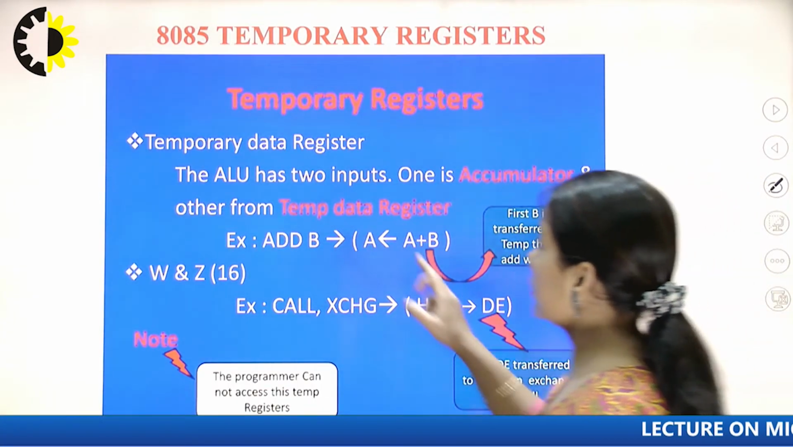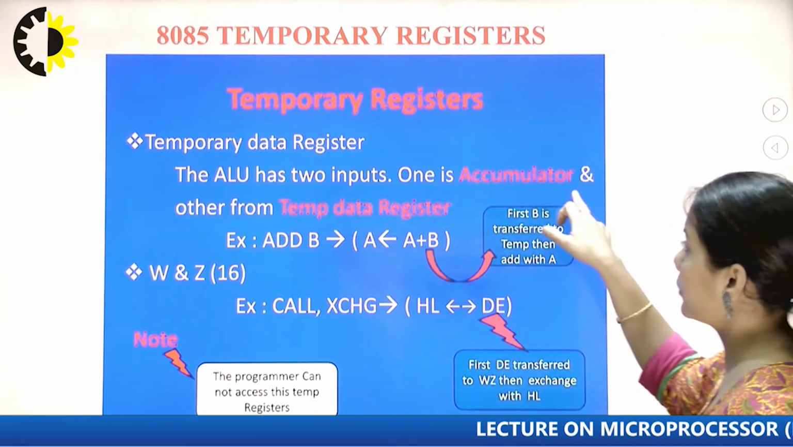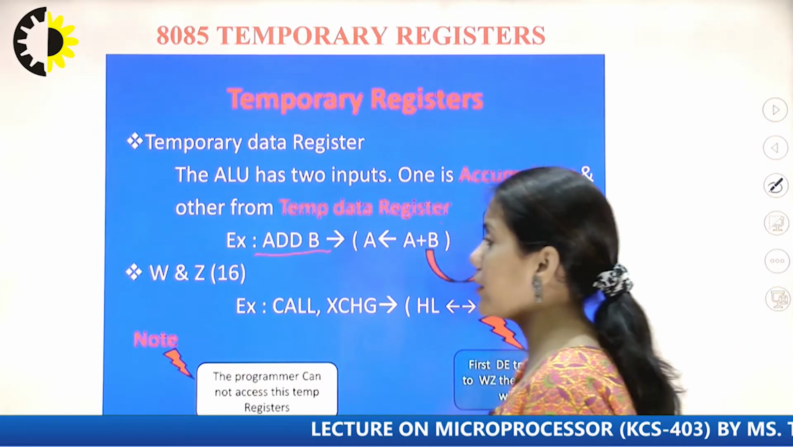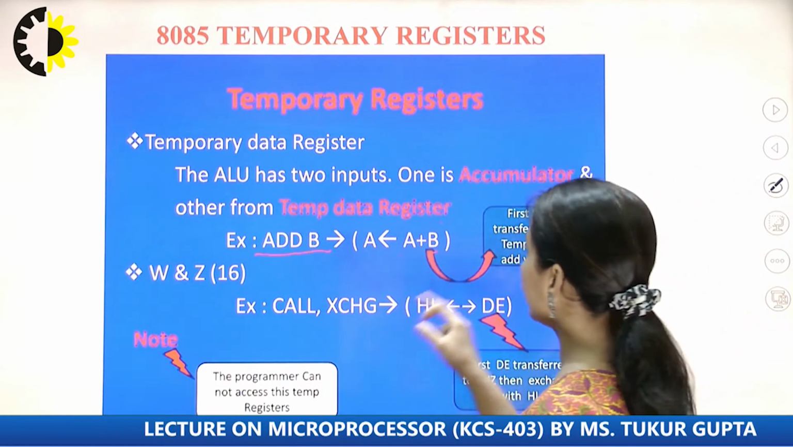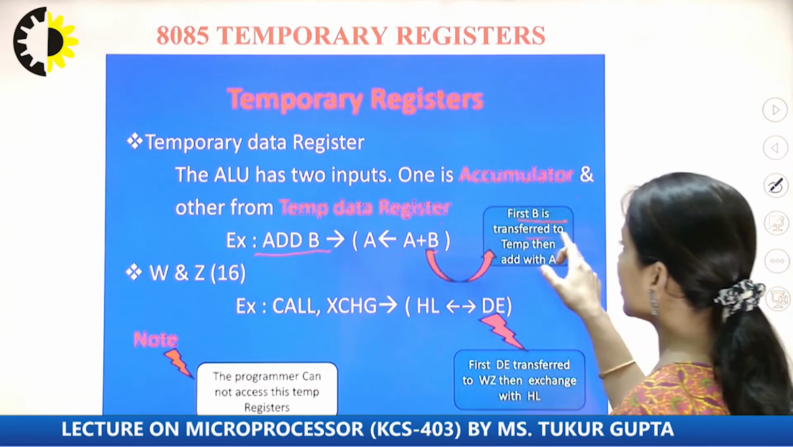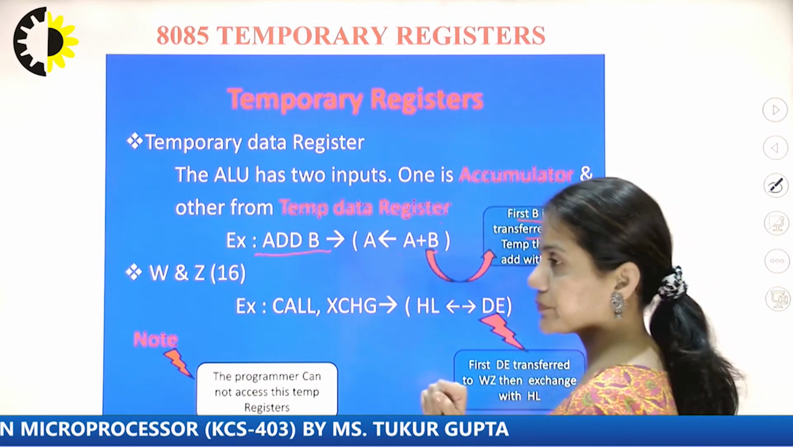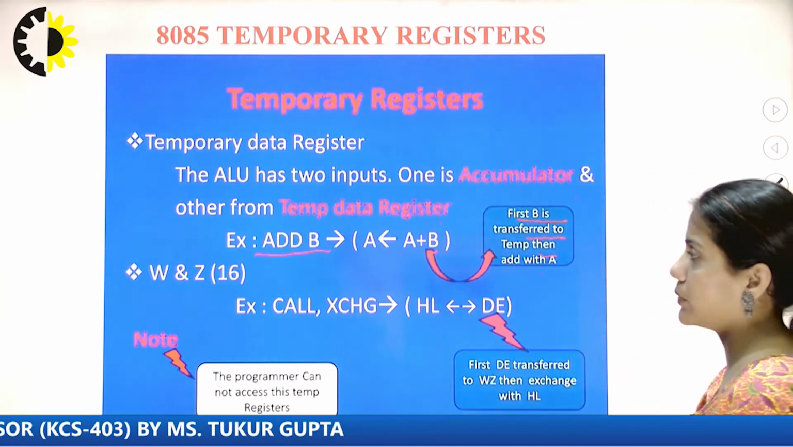When we talk about the temporary registers, there are 2 units, that is the accumulator and temporary data register for ALU operations. Suppose you want to add B with the accumulator. What will happen? First B is transferred to the temporary register and then it is added with A. So in this way, this instruction is executed.